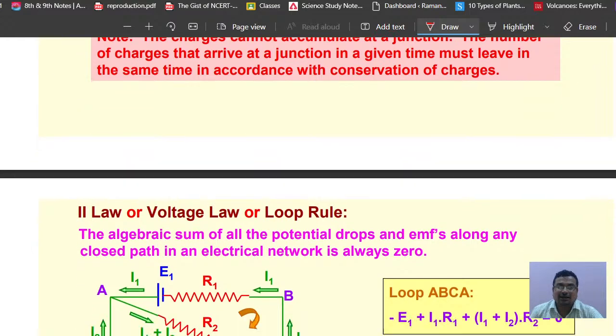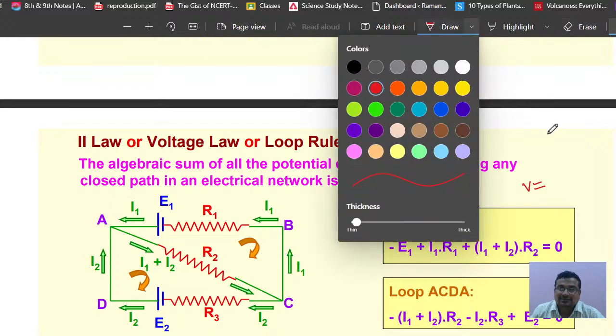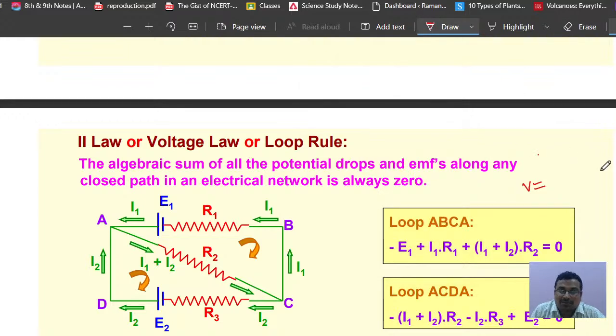Now move on to the second law. It is called Kirchhoff's voltage law. The simplest answer is that the algebraic sum of voltage or potential drop across the network is equal to zero. Kirchhoff's voltage law tells us that the algebraic sum of potential drop at any closed network is equal to zero.